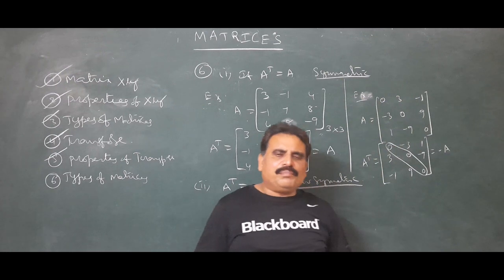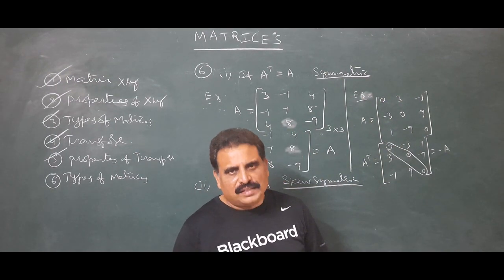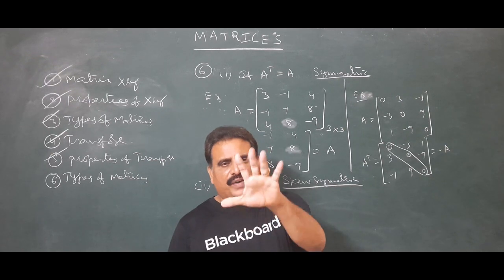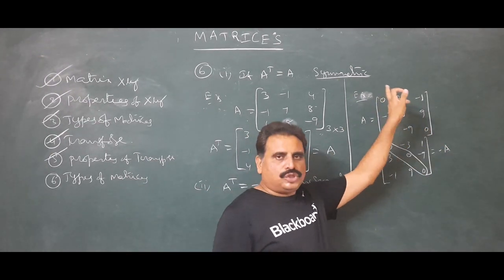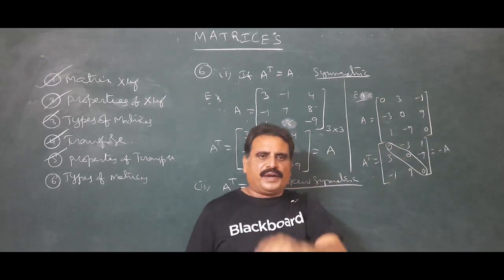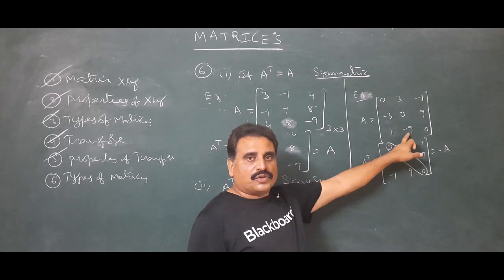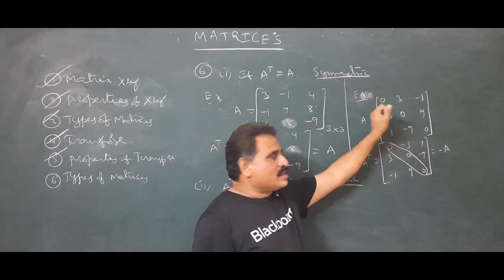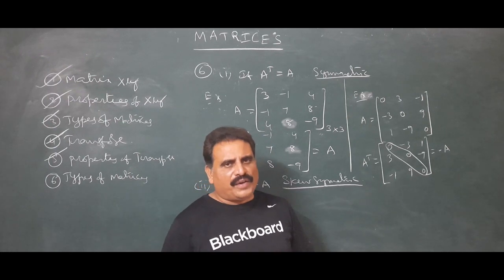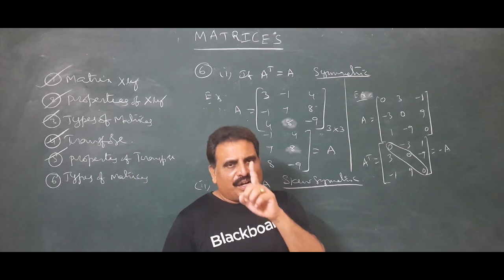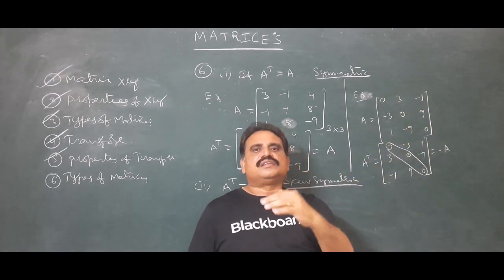Now here, in a 3 by 3 matrix, the number of dependent elements is 6. Three elements are diagonal, and all the elements in the diagonal are zeros, so those are dependent. Next, the elements below. Number of independent elements is 3. Total number of elements is 9. Independent elements are 3. Dependent elements are 6.